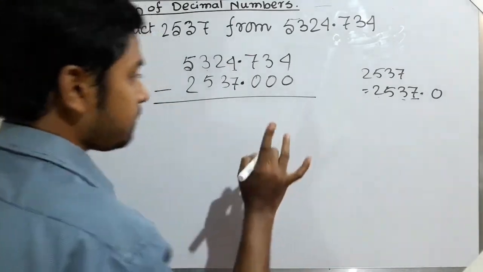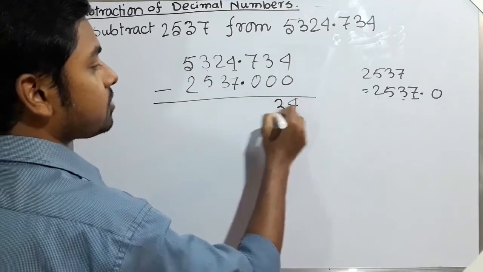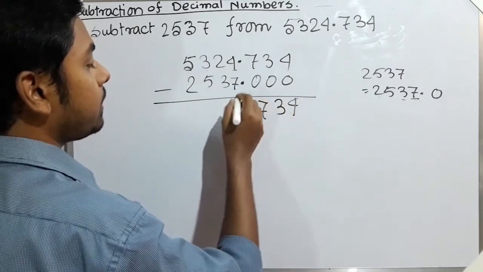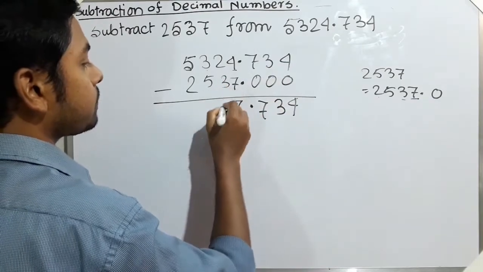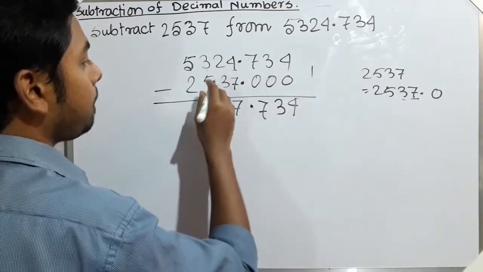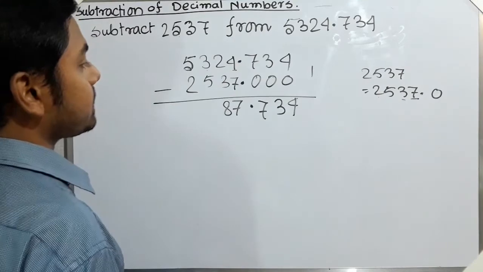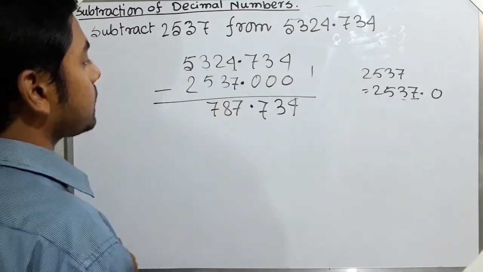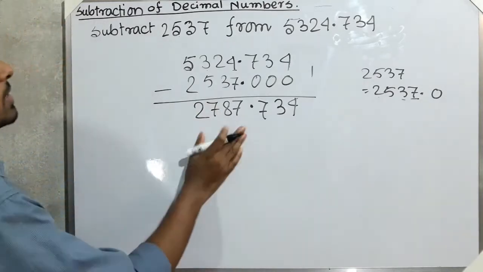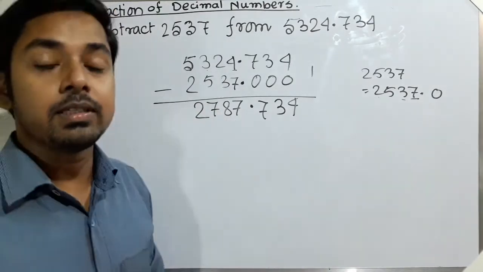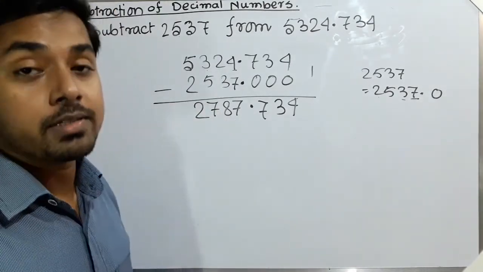Now we have to subtract. So here 4 minus 0 is 4, 3 minus 7, borrow 1, 13 minus 7 is 6... carry 1, 3 minus... and so on, 3 minus 2 is 5. So this is the answer. This is the difference between the two numbers.